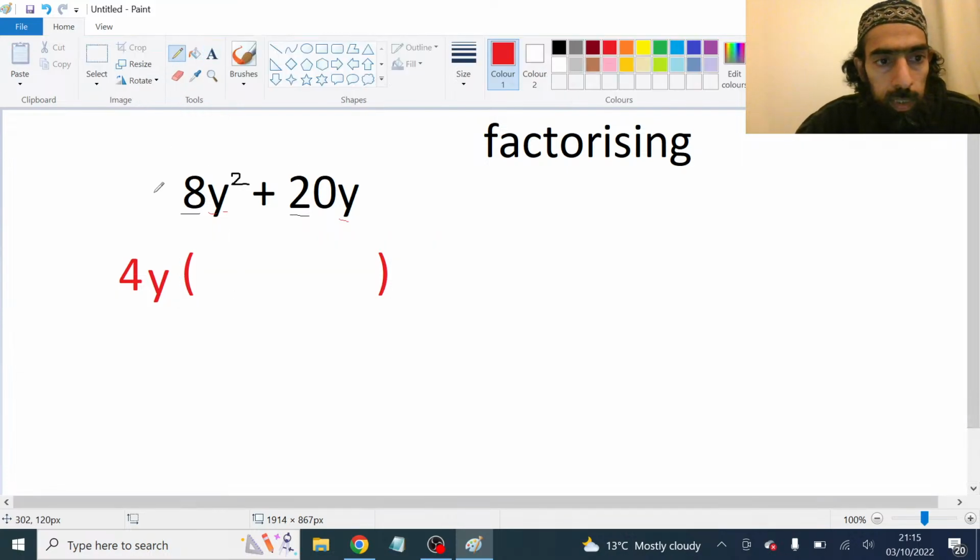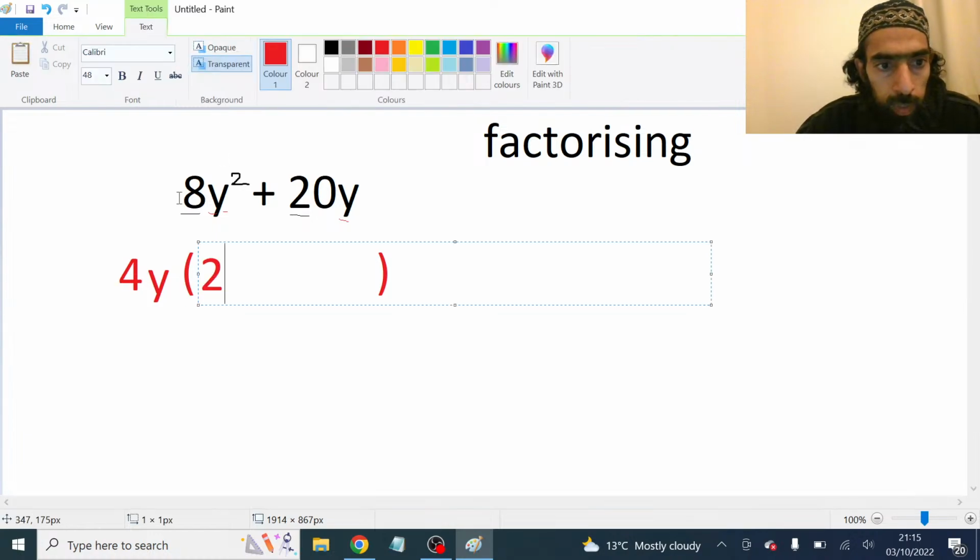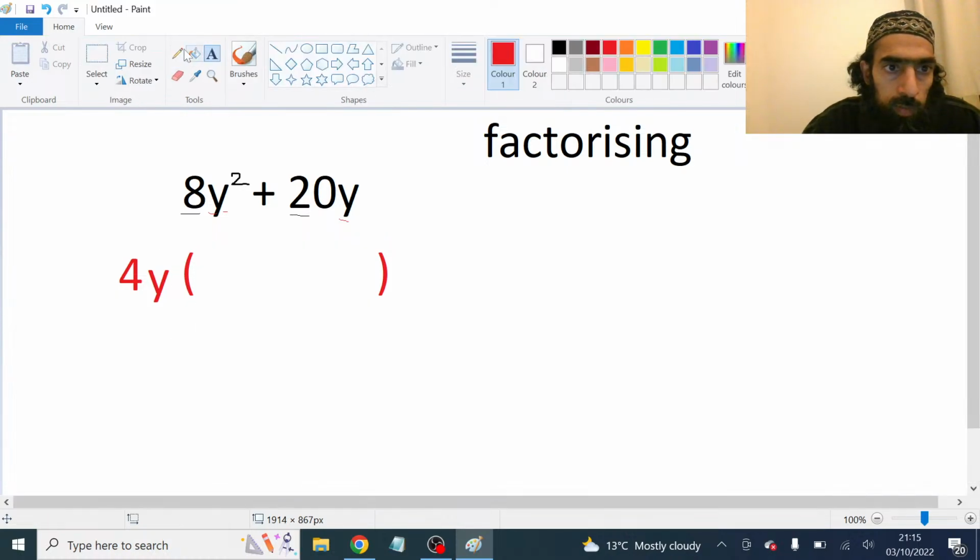And then what do I need to times the 4y by to get 8y squared? 4 times 2 would make the 8. 4y times 2y would make the 8y squared. If you're not sure of that, the other way of doing it is just write the 8y squared in a very, very long fashion. I wouldn't recommend doing this except if you're learning for the first time. So you know 4y is the common factor. So we can write this as 4 times 2 times y times y. So that's just another way of writing 8y squared, but using 4 as the common factor.